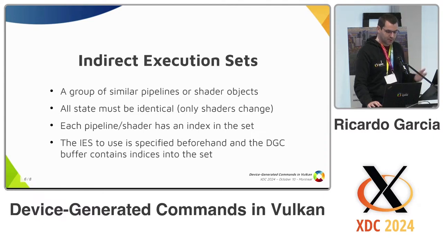So something that's optional, not every implementation is going to support this, is being able to switch pipelines or shaders on the fly for each sequence. Summing up, in implementations that do allow you to do this, you have to create something called the indirect execution set, which is like groups or arrays of pipelines that are more or less identical in state, and basically they only differ in the shaders they include. And inside each set, each pipeline gets an index, and you can change the pipeline used for each of the sequences by first specifying the execution set in advance, second, using an execution set token, and then storing the pipeline index in the DGC buffer for each sequence.